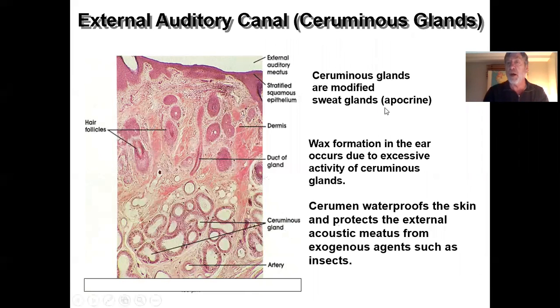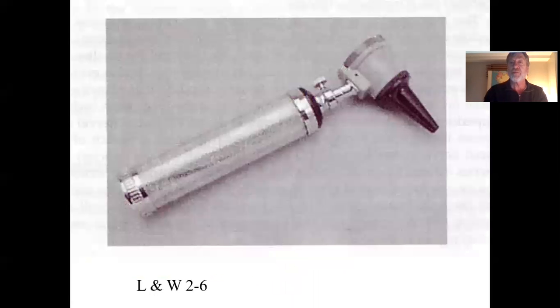Ceruminous glands are modified sweat glands. Wax formation in the ear occurs due to excessive activity of these glands. Cerumen waterproofs the skin and protects the ear canal, external acoustic meatus, from exogenous agents such as insects. Bugs don't like cerumen. Weird, huh?